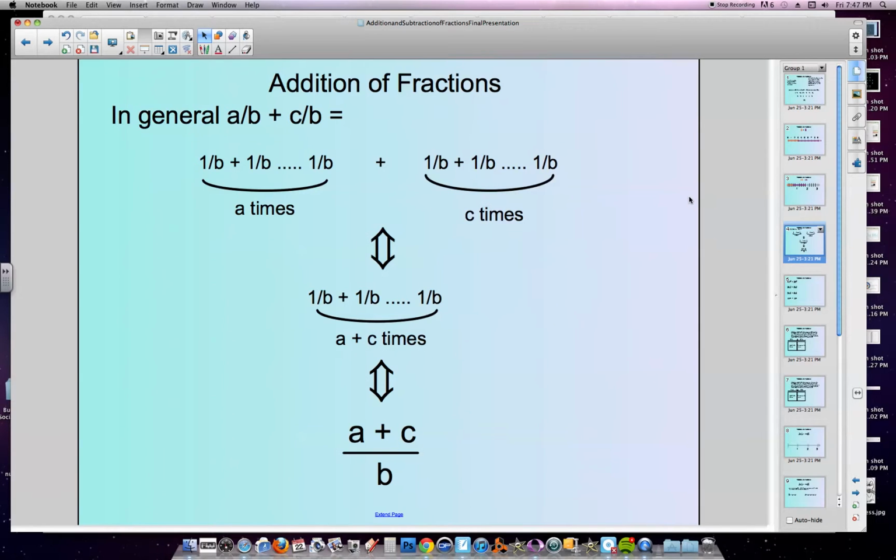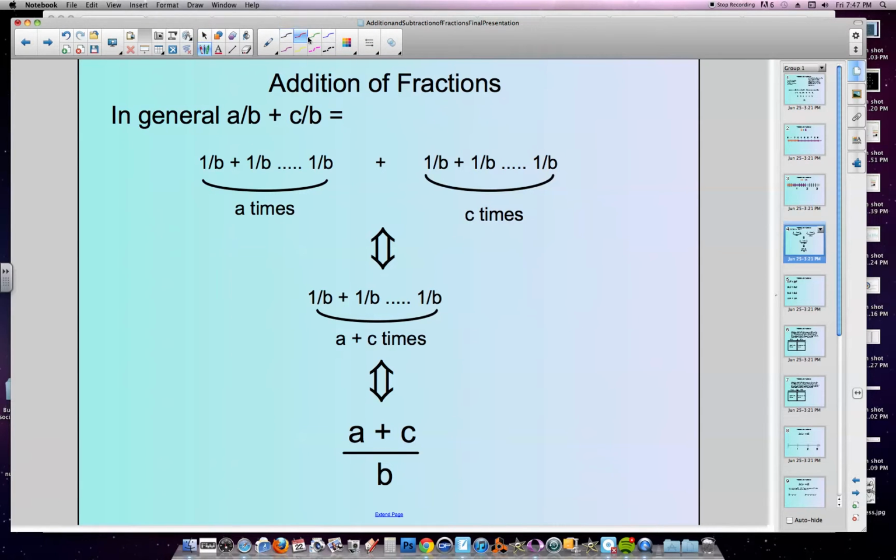And in general, if the denominator of two fractions is the same, then we have some number of 1/b plus another number of 1/b, and we can combine that and say, whatever that numerator is in each numerator, that's how many 1/b's we have. So we can just add a plus c over b.